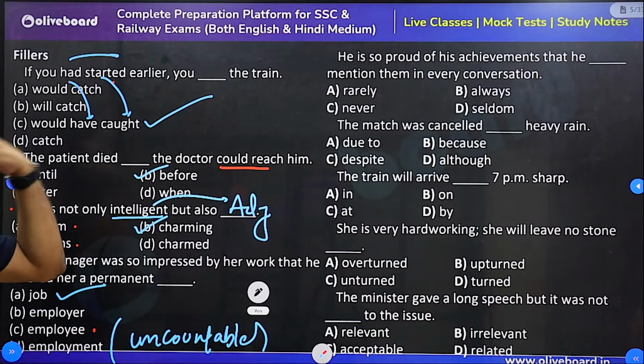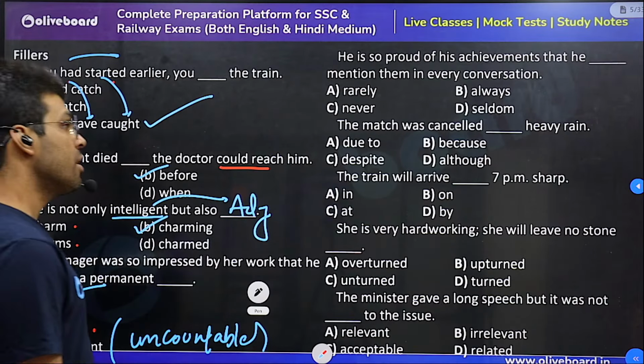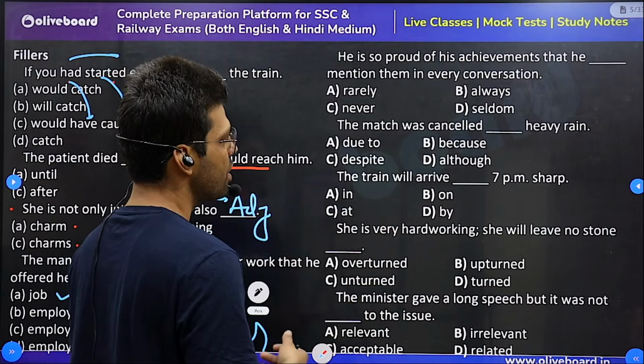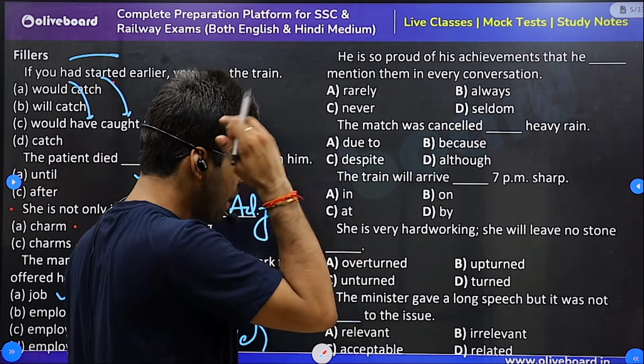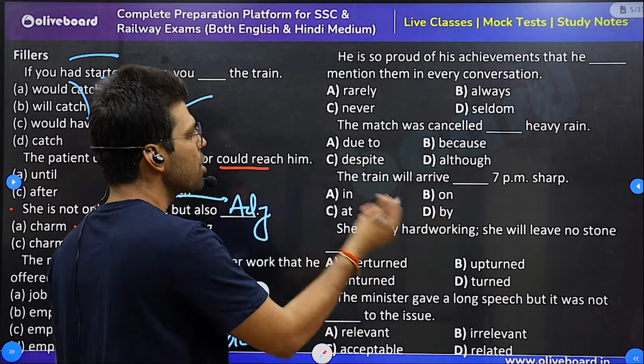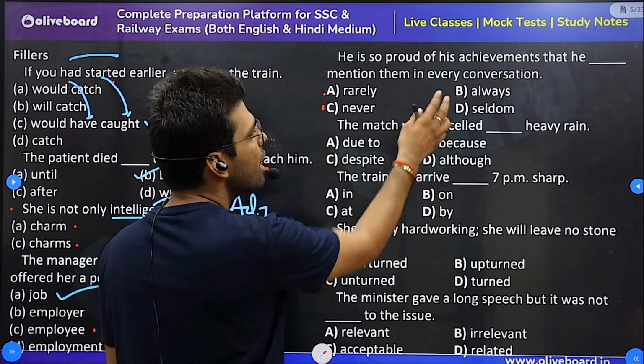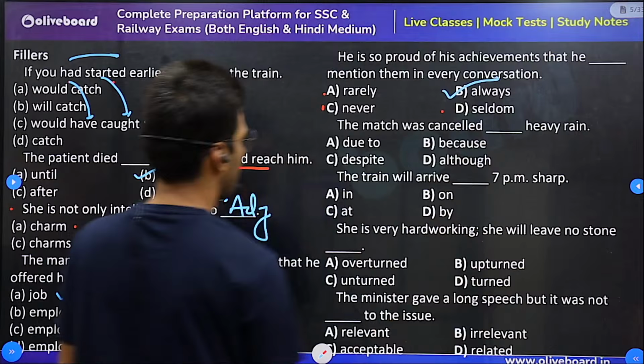He's so proud that he mentioned them in every conversation. He mentions his achievements in every conversation. In every conversation, he's proud. He must be mentioning. Rarely is a negative. No, he doesn't. Never is negative. Seldom is negative. The only positive one out there.